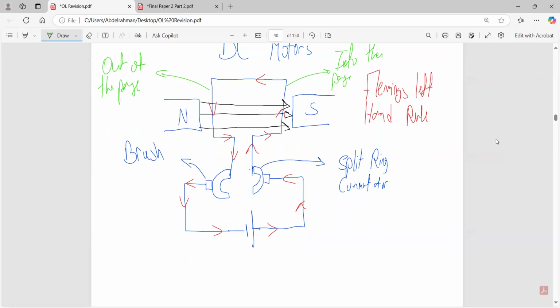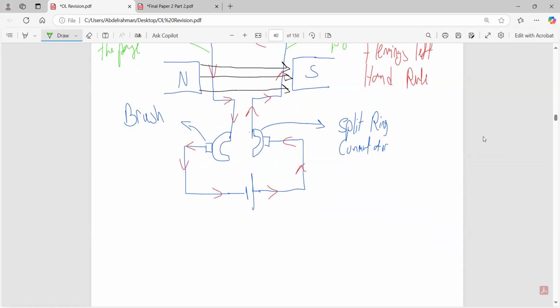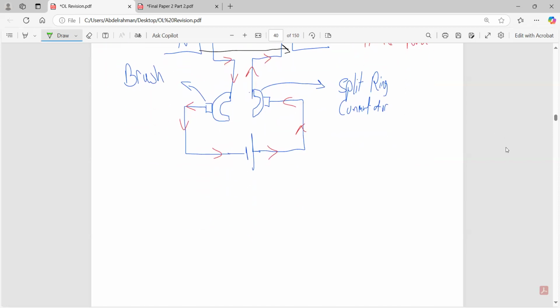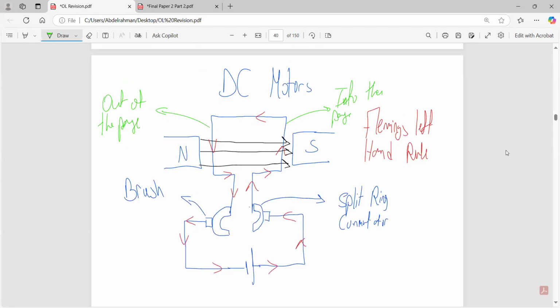Okay, so this is a simple DC motor. Very simple DC motor. What does it do? It uses the electrical energy in the wire to produce kinetic energy, a motion. So electrical energy is transformed to kinetic energy. Can I reverse this operation?